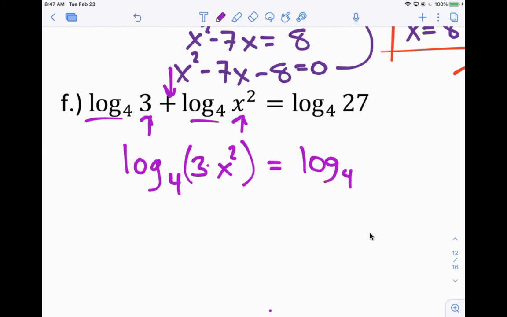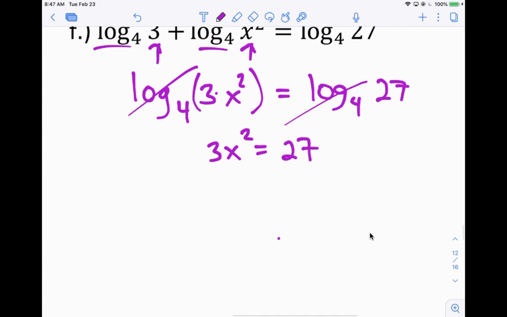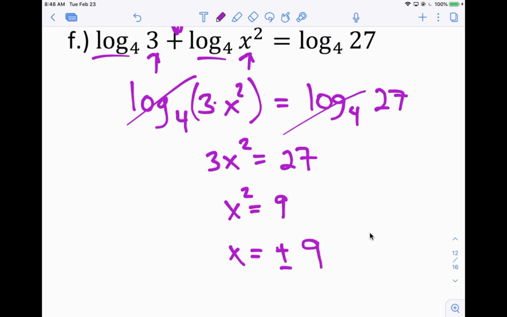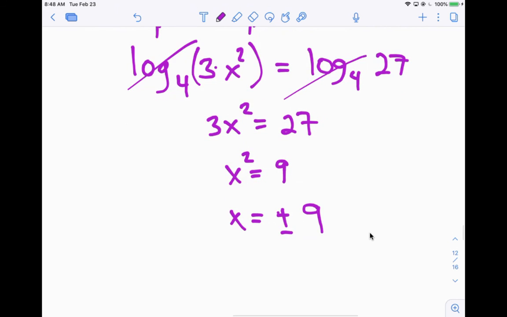Log on the other side. Oh, that's so convenient. No circles. I can just now cancel those things out. I get the arguments are equal to each other. Divide by 3, we get x squared is equal to 9. Square root, you get 2 answers, plus and minus 3, thanks to algebra. But we know, is this answer actually extraneous? Let's take a look at that. We've got 3 and negative 3, because the square root of 9, not just 9.